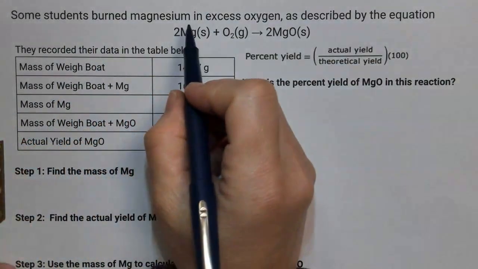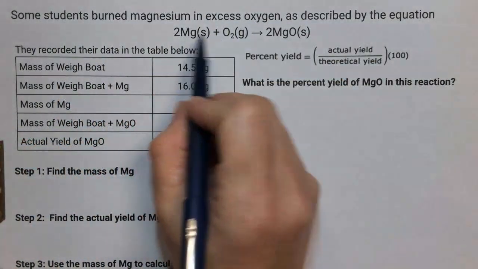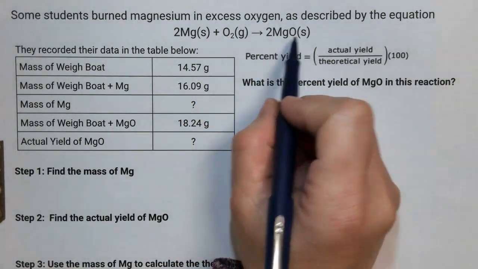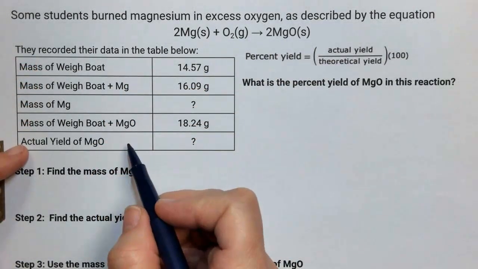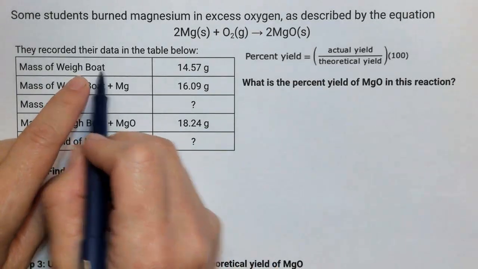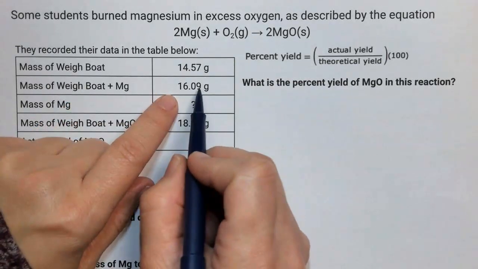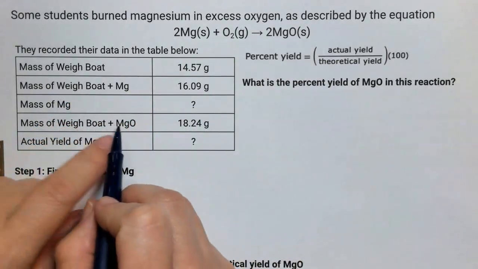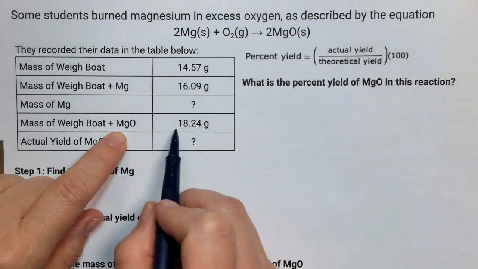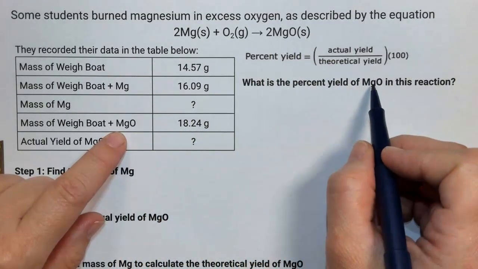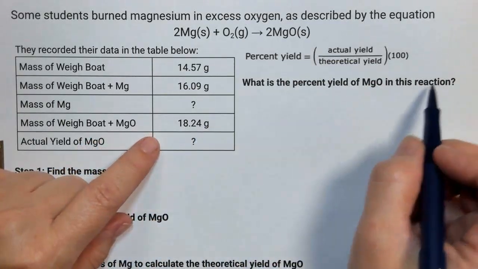Some students burned magnesium and excess oxygen, and produced magnesium oxide right here. Here's their data table from their lab. They had a weigh boat that weighed this much. Then the weigh boat and the magnesium together weighed this much. And then the weigh boat and the magnesium oxide after the reaction weighed this much. The question is, what is the percent yield of the magnesium oxide in this reaction?